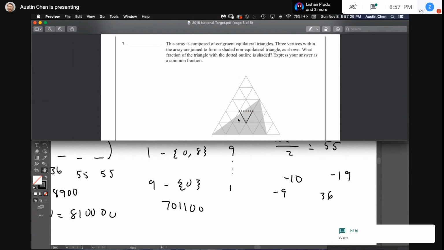So we have an array of equilateral triangles. We have 3 points and they form a shaded triangle, right? And then there's an equilateral triangle right here, so it cuts off that little part. We want to find the ratio of the area of the shaded part to the whole area of the equilateral triangle.